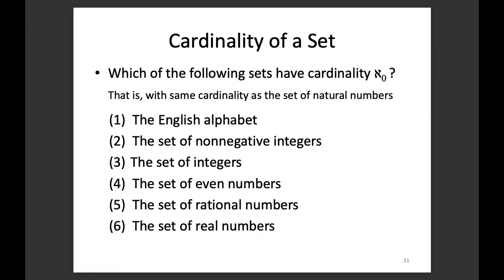So we want to ask, which of the following sets have the cardinality of ℵ0? First of all, the English alphabet does not have the cardinality of ℵ0 because the English alphabet has a finite size, but ℵ0 is infinite. So we can't form a 1-to-1 correspondence. For each item here, we want to have a distinct item in the English alphabet to correspond to it, but we find that there are more than 26 items inside this infinite set of natural numbers. So the set of natural numbers cannot form a 1-to-1 correspondence with the English alphabet.